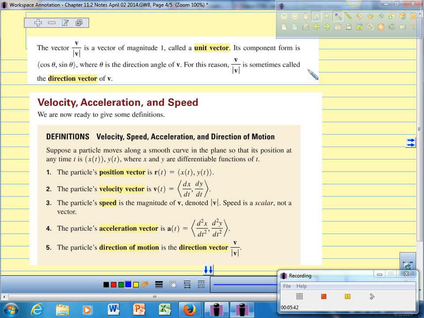And we need to remember speed is a scalar. There is no direction when we talk about speed. Acceleration then would be the derivative of velocity with respect to t for the x component and the y component. And as we stated above, the particle's direction of motion is the direction vector, which is the unit vector that we get here.